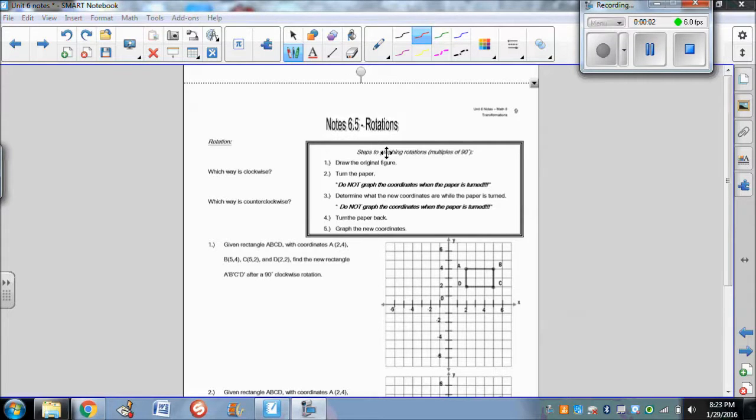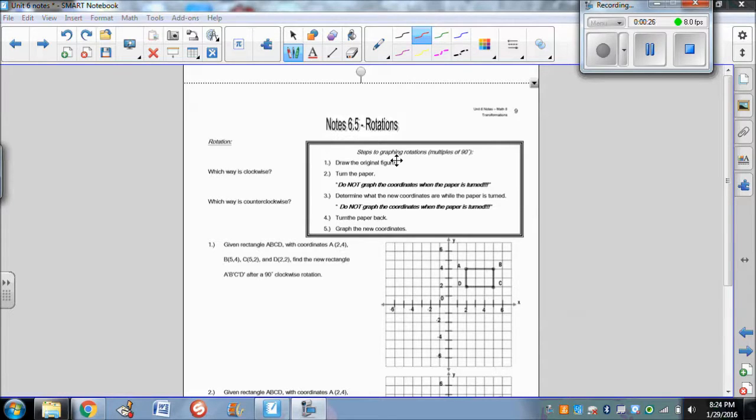Note 6.5, rotations. You can notice that I had to shrink the size of my screen a little bit, because we're going to have to do something kind of interesting with your notes packet, and therefore I'm going to have to demonstrate it with the Smart Notebook software. I'm going to have to rotate the screen, so in order for me to do that effectively, I had to shrink it down a little bit.